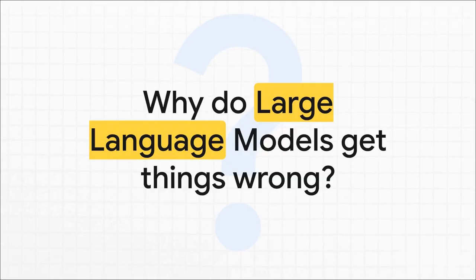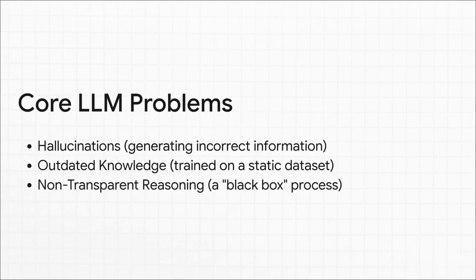Why do these super smart large language models sometimes just get things wrong? Well, at their core, LLMs are incredibly powerful, no doubt. But here's the catch. Their knowledge is totally locked into whatever data they were trained on. So the real question becomes, what happens when that data just isn't enough? Well, you basically hit three huge roadblocks.